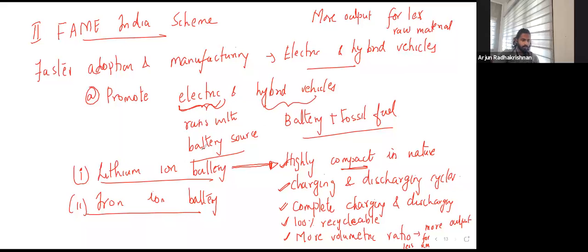So where all this will be used: in our electric vehicles, but where are we using it currently? Example, cell phone, laptop batteries. Current cell phone and laptop batteries are lithium ion batteries.